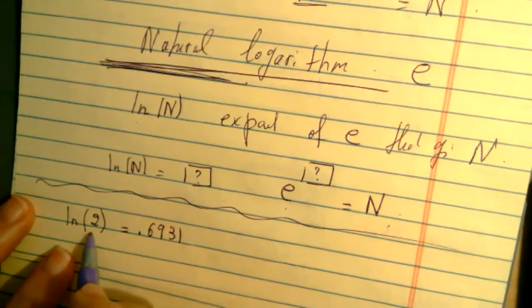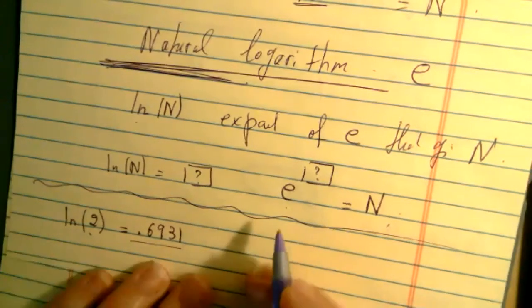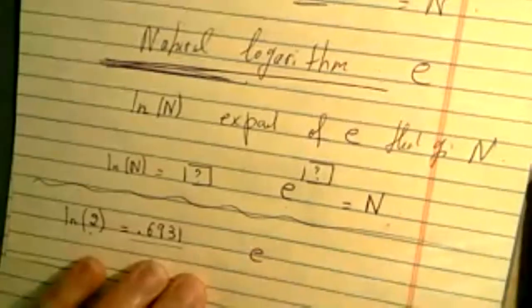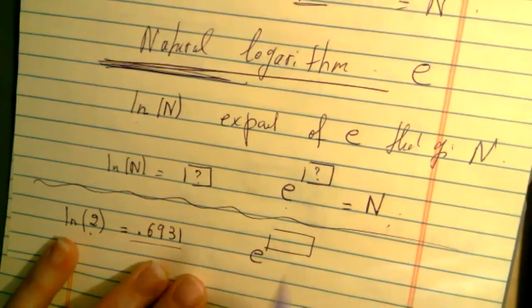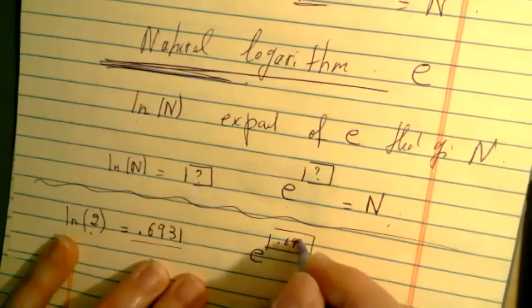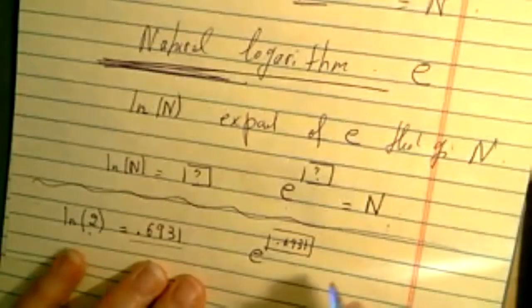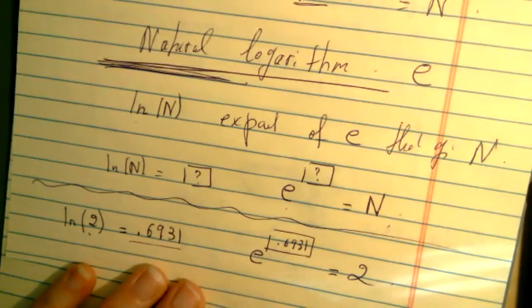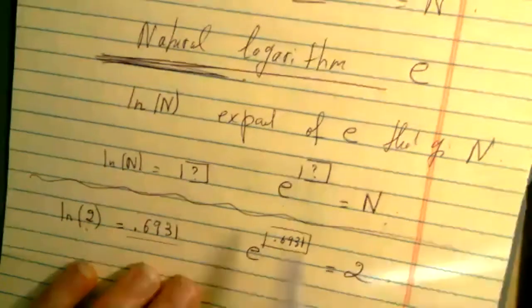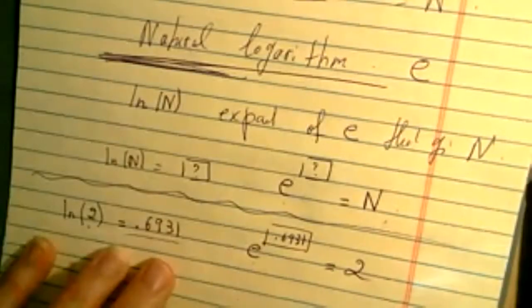So I can put ln of 2, all of us, you got this weird number. It means that if I take e is a number, and I raise it to the power 0.6931, this will give me 2 back. So the 0.6931 now is the power of e that's going to give me 2 back.